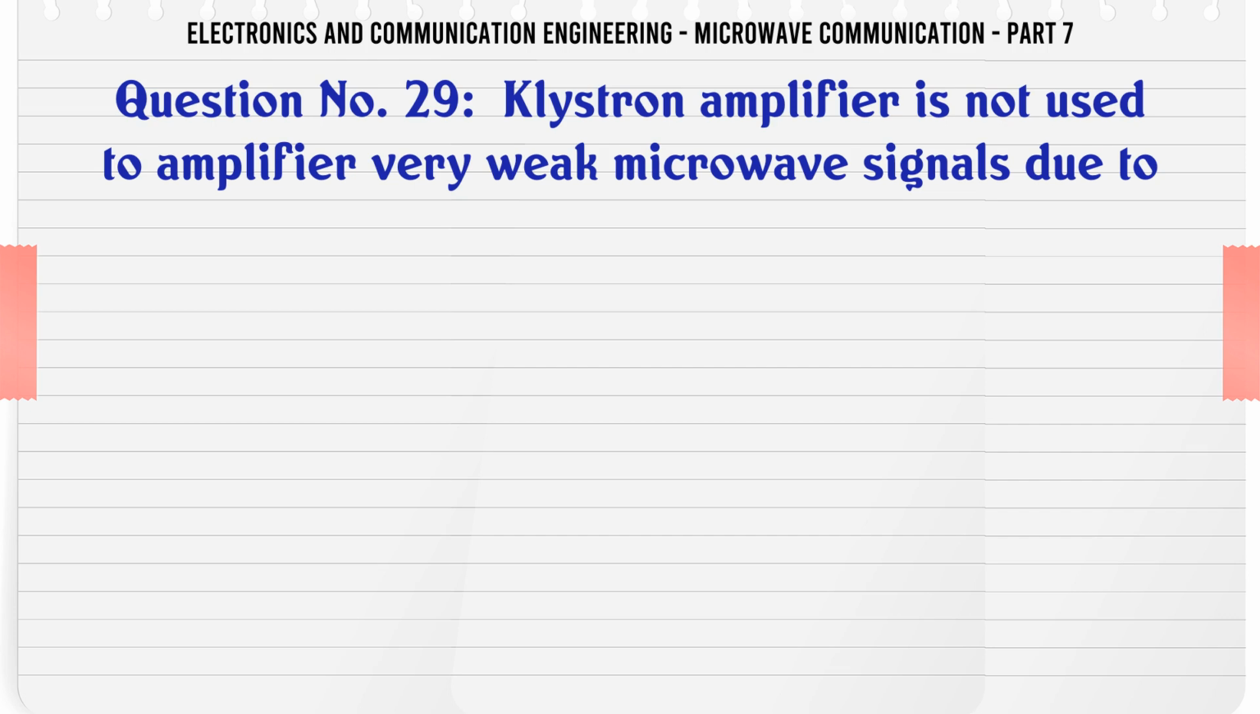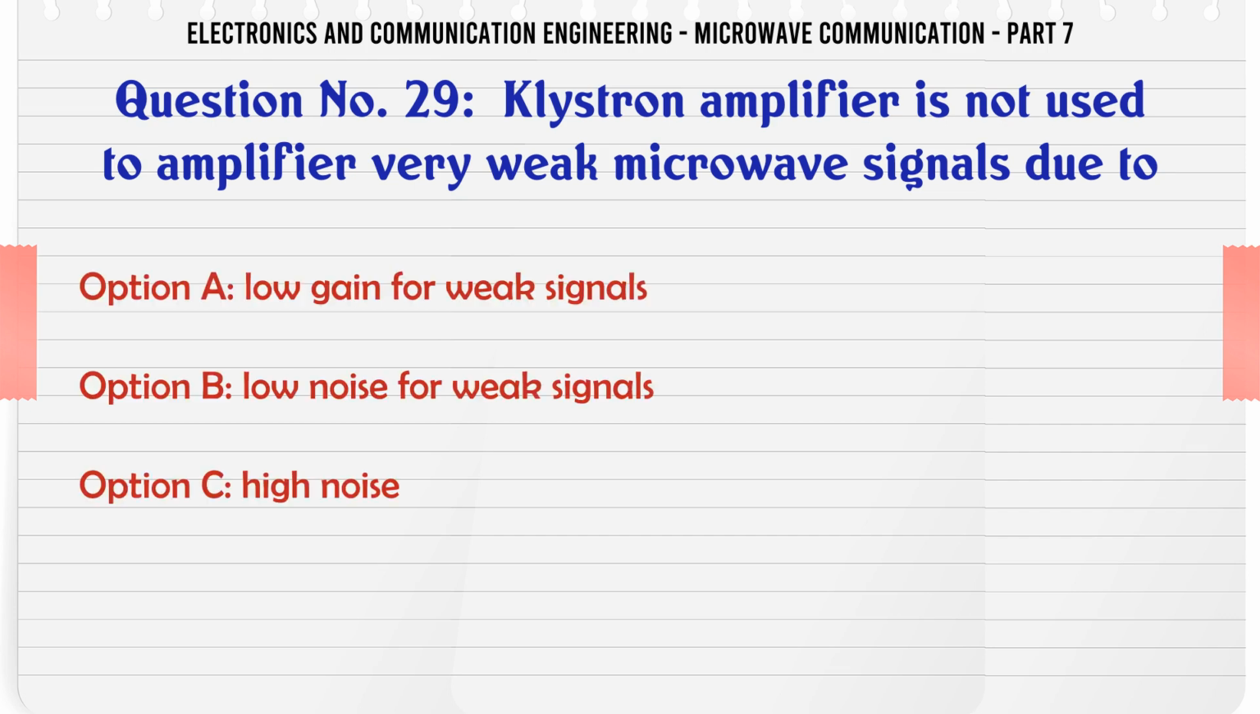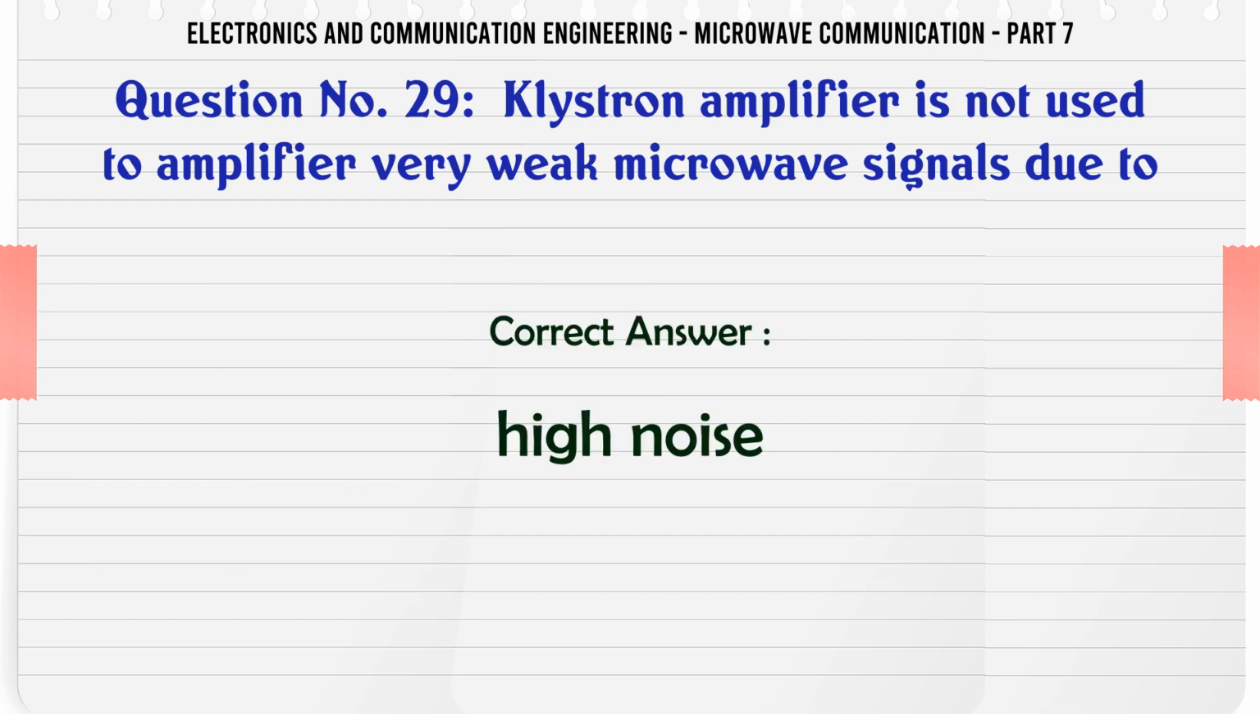Klystron amplifier is not used to amplify very weak microwave signals due to A. Low gain for weak signals, B. Low noise for weak signals, C. High noise, D. Both A and B. The correct answer is high noise.